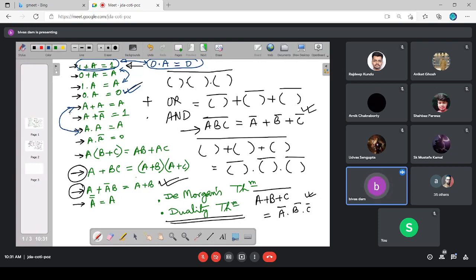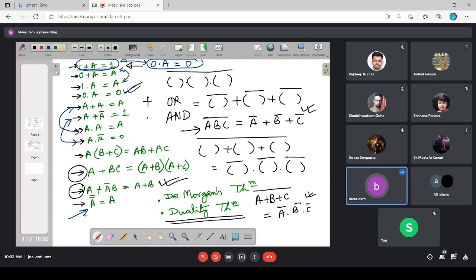A plus A bar is equal to 1. A dot A bar is equal to 0. Okay. Fine. Is there any dual of this one? No, sir. Why? Because there is no product or OR operation involved here, nor any zero or one. Fine. Sir, can this be done for the complex equations in the middle, like A into B plus C?